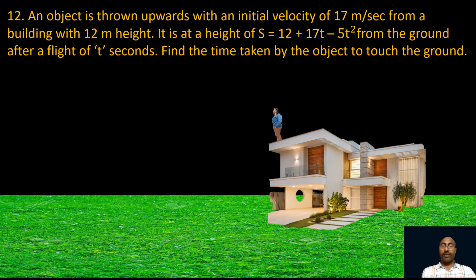So here the person has an object, which I am showing in yellow color, and he throws the object upwards like this. So it touches the ground after some time. Okay, and we need to find the time taken by the object to touch the ground. Okay, so let us solve the problem.